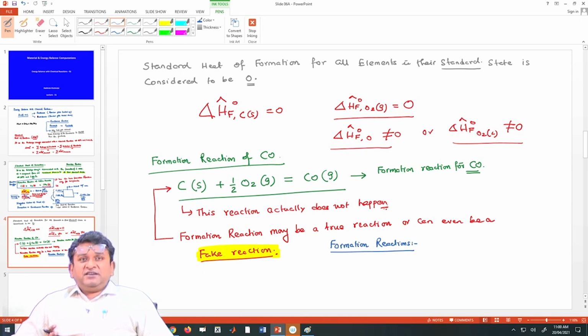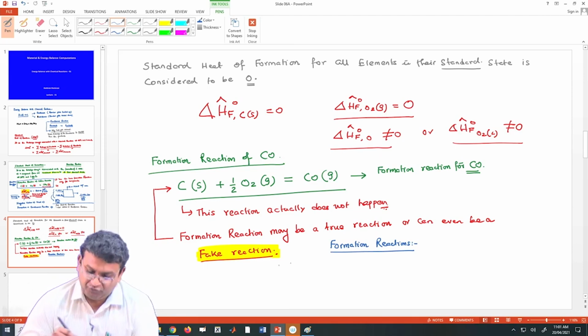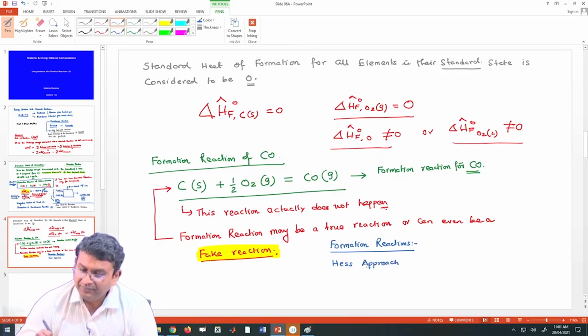Therefore, the formation reactions of compounds that are true, where the formation reaction takes place, can be measured. But for compounds which have a fake formation reaction, it is actually a problem. Essentially, there are other routes to find out the heat of formation of such compounds, following some other approach called Hess law, or the Hess approach. That is something very, very important, and maybe I will start afresh with it in the next class, Hess law as they call it.